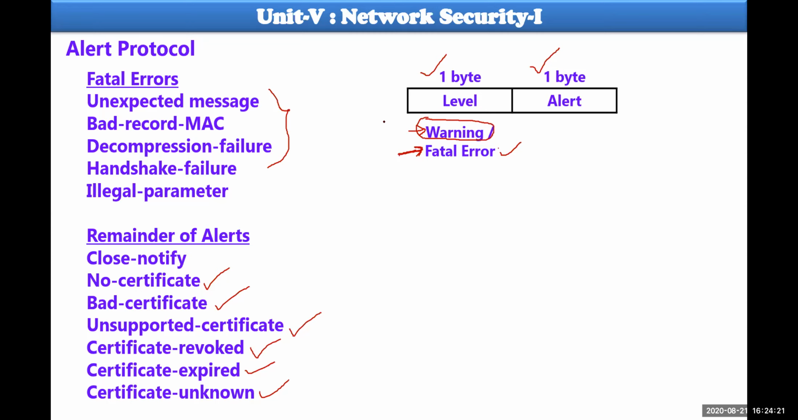The alert protocol has two fields or parameters: the level parameter and the alert parameter. The level is either a warning or a fatal error. If a fatal error is received, obviously your connection and session will be terminated immediately. If there is no fatal error, of course you will continue, but you have to check whether data is transmitted properly or not. So this is the complete information about SSL.